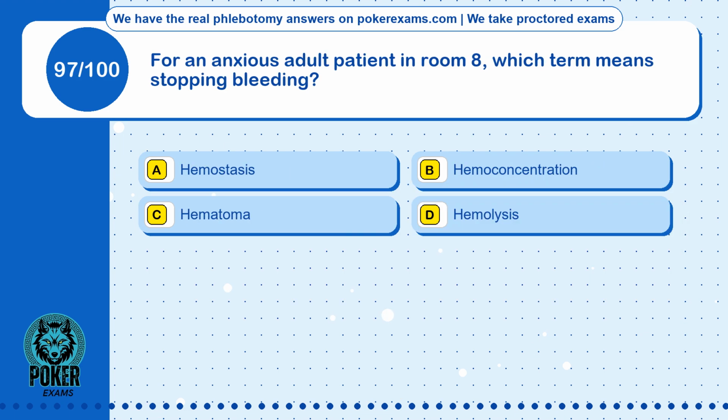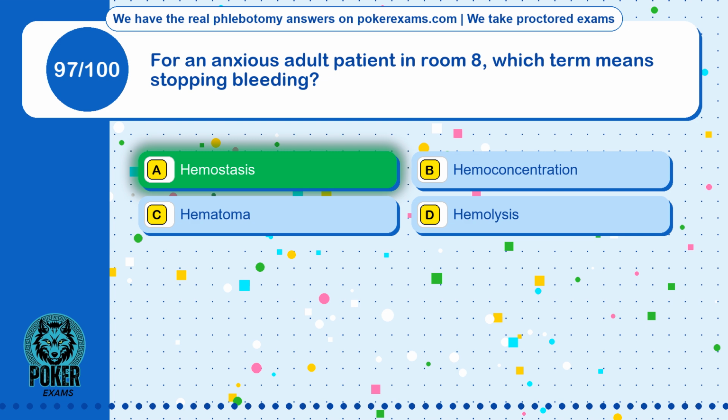Question 97. For an anxious adult patient in room 8, which term means stopping bleeding? Option A. Hemostasis. Option B. Hemoconcentration. Option C. Hematoma. Option D. Hemolysis. The correct answer is option A. Hemostasis.